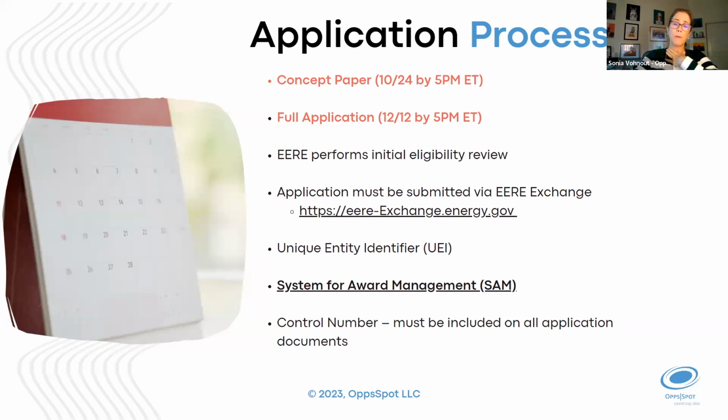The EERE performs the eligibility review, and all the materials have to be submitted through the EERE Exchange. You should also by now have registered with SAM.gov and should have a unique entity identifier, UEI. Keep in mind that you also will have a control number. Keep that handy because all the files you submit will have to be marked with that control number.